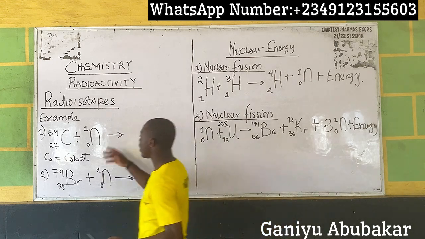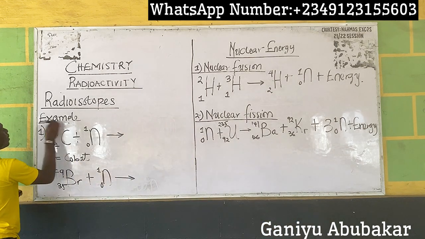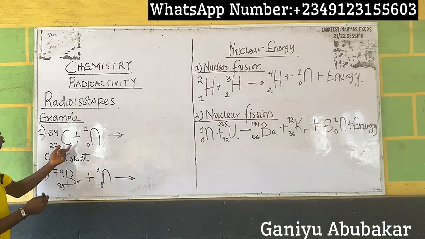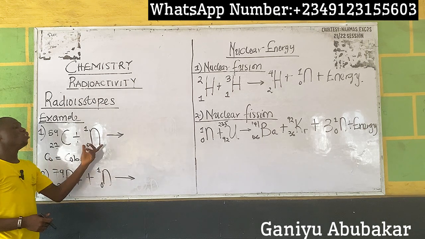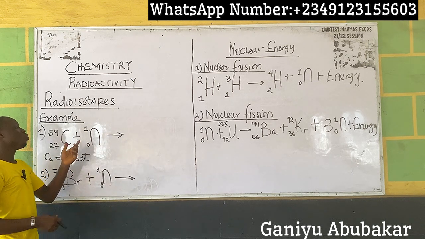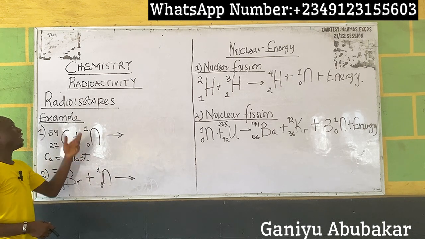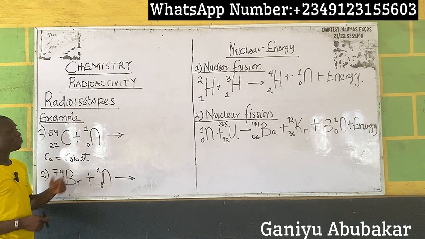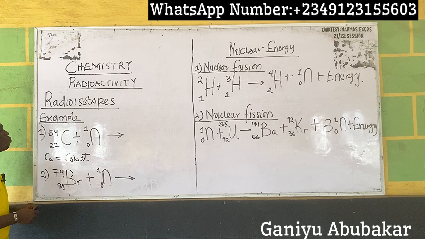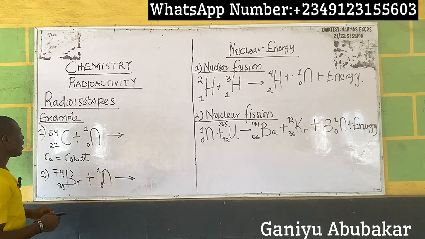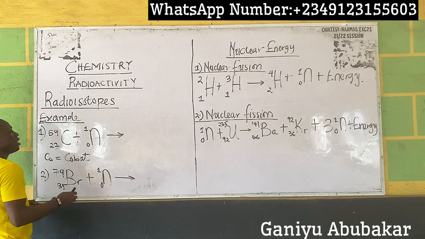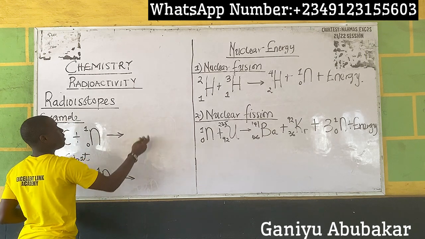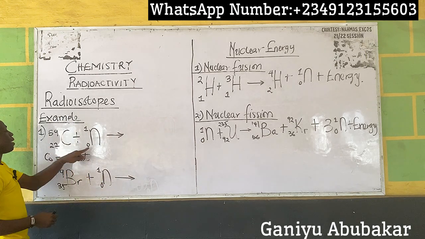Examples include this one here. Observe that this element is being bombarded with what? A neutron. So in this case, it's a radioisotope. Why? Because it's bombarded with a neutron. Now let's see what will be formed. So first, let's see the element that will be formed here, since I'm bombarding.